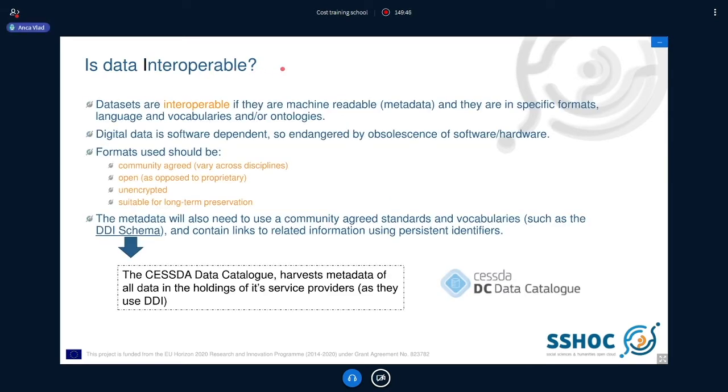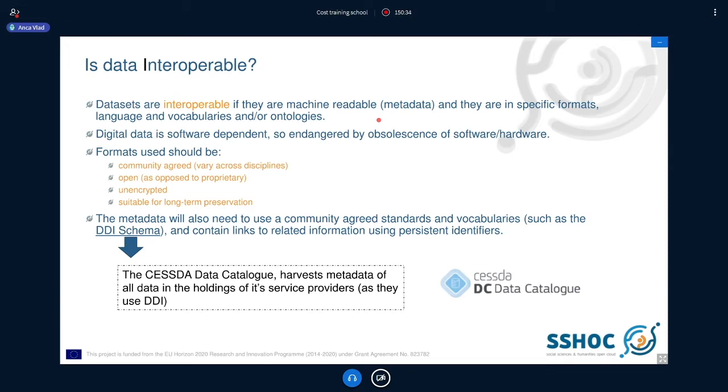Right, moving on to interoperability. I always had a problem saying this word. Datasets are considered to be interoperable if they have machine readable metadata. So that information that we provide when we contact an archive and they ask us to fill in a form with information about the data that we're trying to publish. These would be, of course, in specific formats, language and vocabularies, or ontologies. So these would be internationally recognized vocabularies that are used by a variety of archives, so there's consistency across.